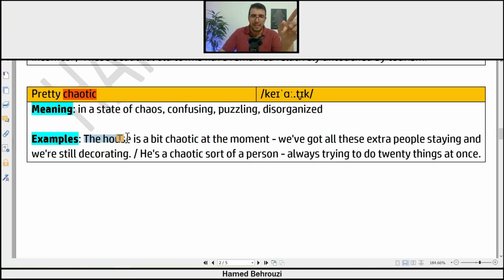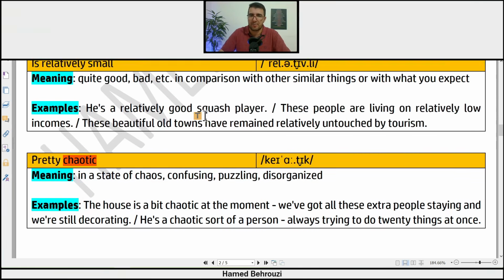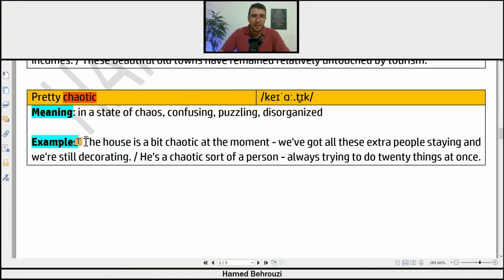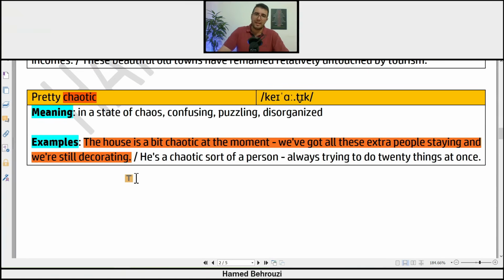Let's first look at the sentence to see what it means. I have 25 cousins. Our family gatherings are pretty chaotic but fun. It means everybody's running around, there's a lot of noise and we don't know what we're doing in our family gatherings. This student means that, of course. The house is a bit chaotic at the moment. We have got all these extra people staying and we are still decorating. So when the person says the house is chaotic, it means there's a lot of disorganization and noise.